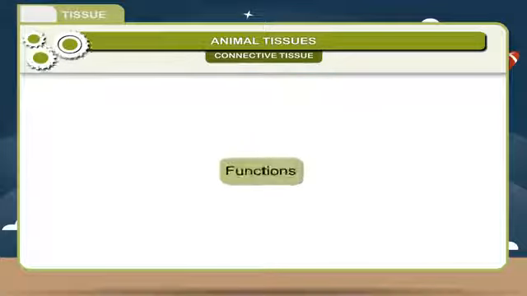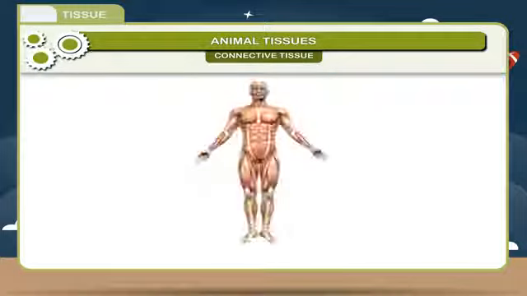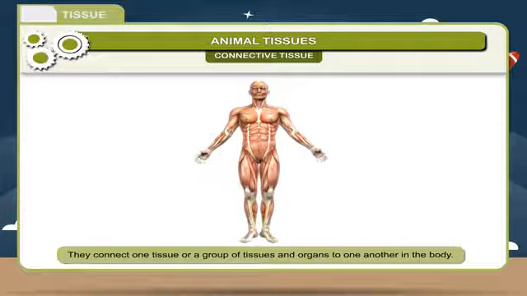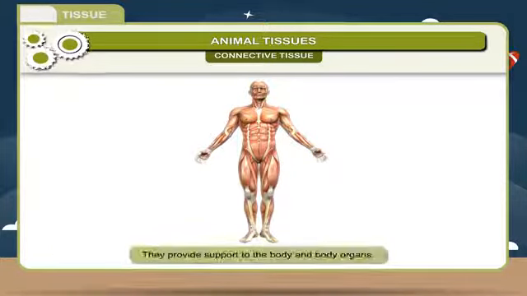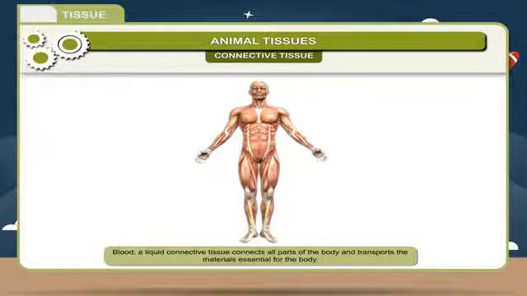Functions. 1. They connect one tissue or a group of tissues and organs to one another in the body. 2. They provide support to the body and body organs. 3. Blood, a liquid connective tissue, connects all parts of the body and transports the materials essential for the body.